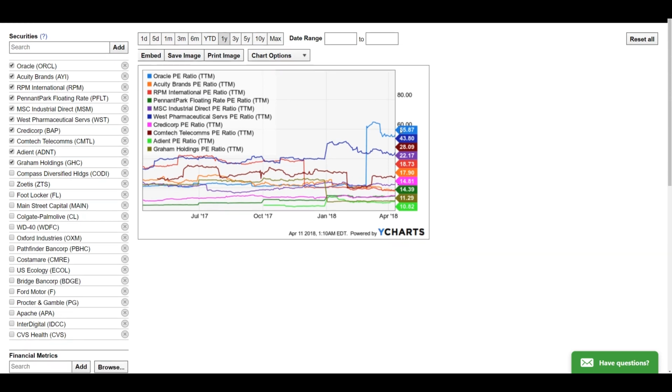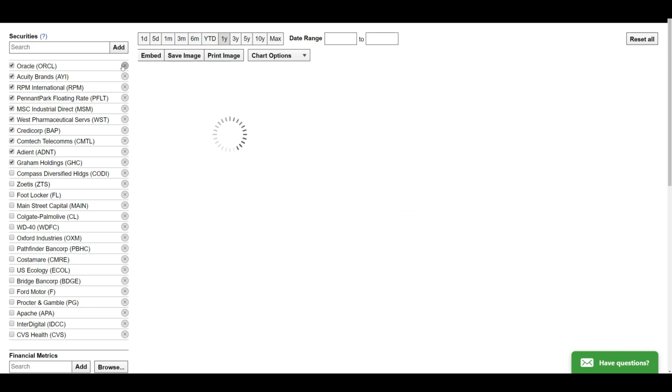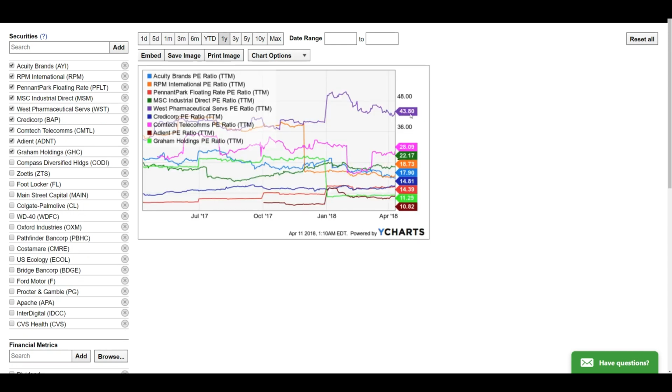So here, all we're looking for is anything that has a PE over 25. I use 25 because that's the average of the S&P 500, and then I remove it from my list by hitting the X.